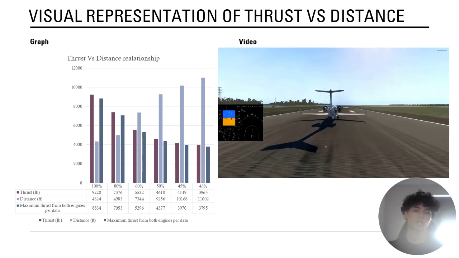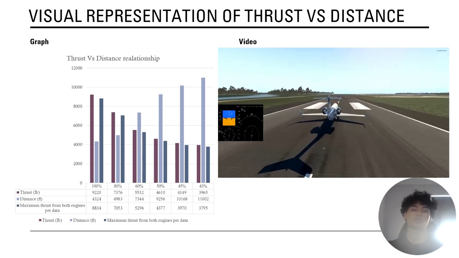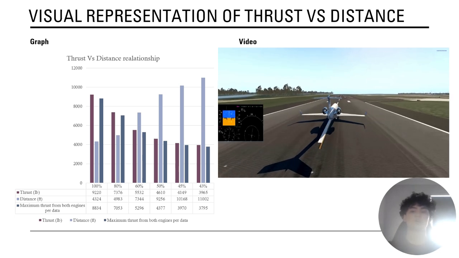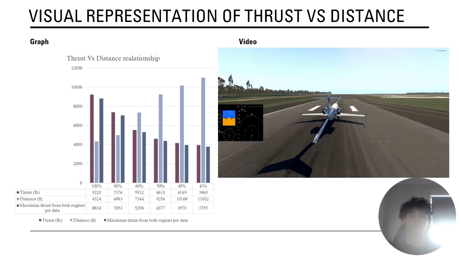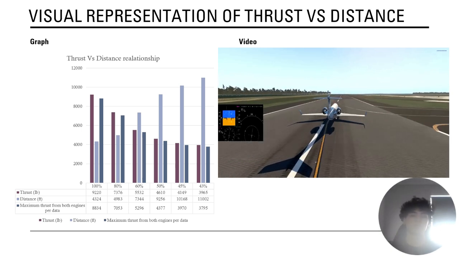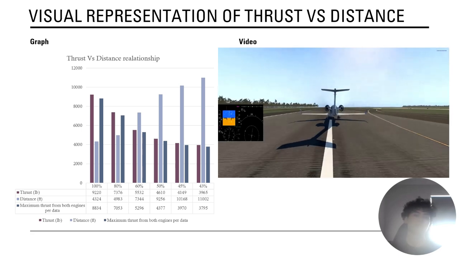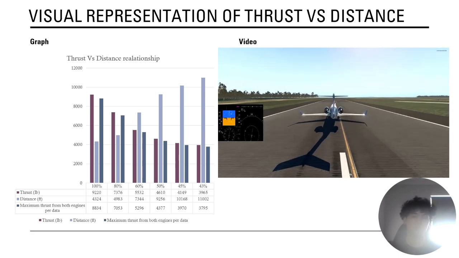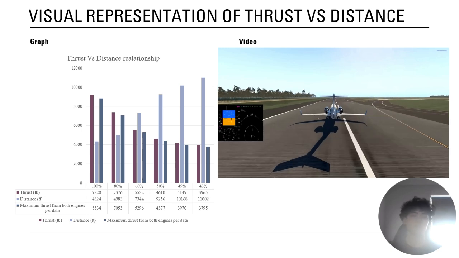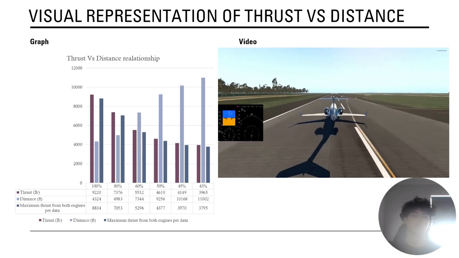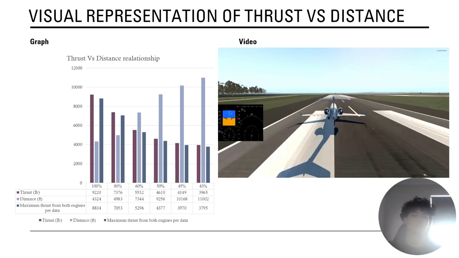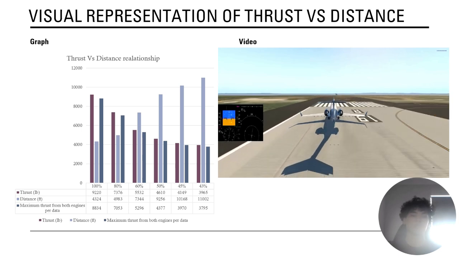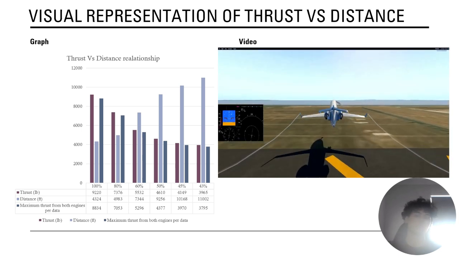This is further backed up by this graph, as it shows a relationship between thrust and takeoff distance from our X-Plane simulation. As we gradually reduced thrust from 100% down to 43%, you can clearly see that takeoff distance increased dramatically. For example, at full thrust, the aircraft lifted off at around 4,324 feet, but at 43% thrust, it required over 11,000 feet of runway. This highlights the inverse relationship. As thrust decreased, distance increased.